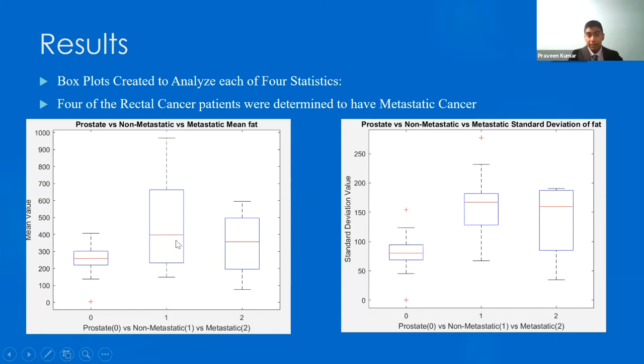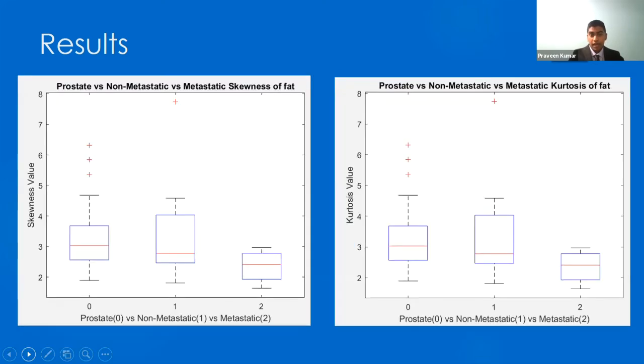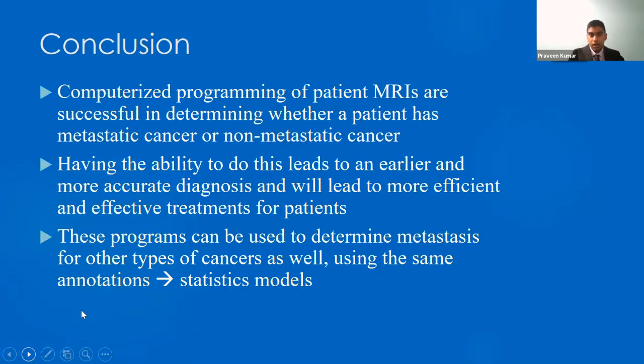We also compiled them into box plots comparing prostate cancer patients to non-metastatic rectal cancer patients to metastatic cancer patients to see where everything changed. The most important statistic we realized was actually the mean value, as the other three statistics were mainly used to prevent the presence of outliers, as well as skewed data. And these are the box plots. We saw that the values of the means were between 100 and 700, and the other three statistics were all below 7.